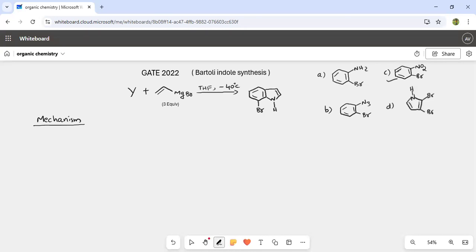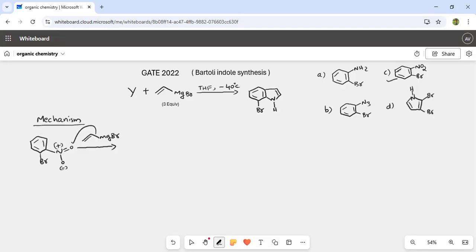There are four options given in the question, and option C is the correct answer, that is 2-bromonitrobenzene. So let's see the mechanism of this reaction. First we can draw the structure of 2-bromonitrobenzene. In the question they have given three equivalents of Grignard's reagent, that is vinyl magnesium bromide. And this is the one equivalent of vinyl magnesium bromide.